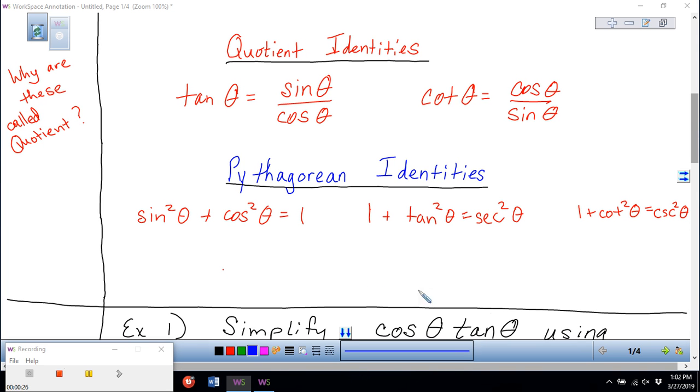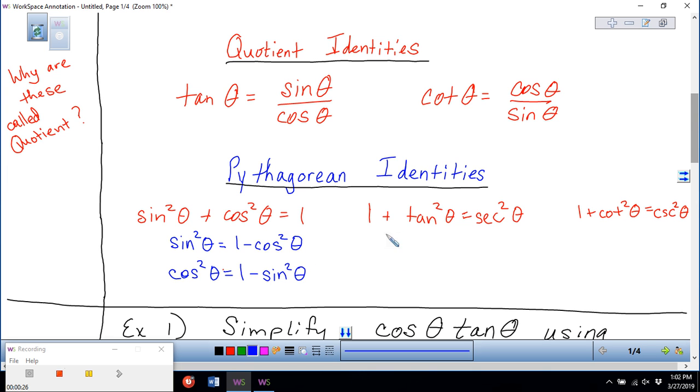Now, on your turquoise paper of identities, you'll notice that we have some additional ones underneath which can be derived from these that we already have listed here. A second one that you'll find on your paper, if I subtract cosine squared theta from both sides, I end up with sine squared theta is equal to 1 minus cosine squared theta. So there's my second one. And then the third one is like it. If I subtract sine squared from both sides, I end up with cosine squared theta is equal to 1 minus sine squared theta.